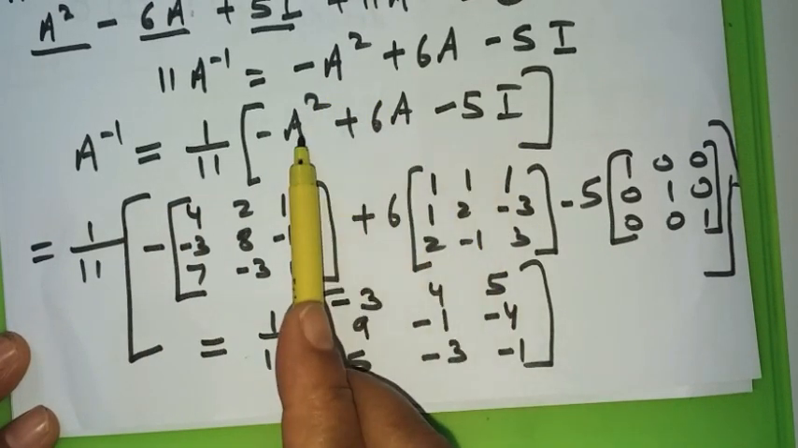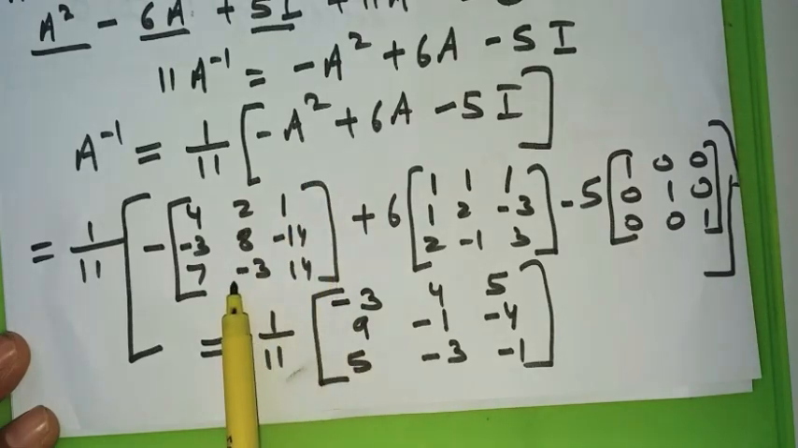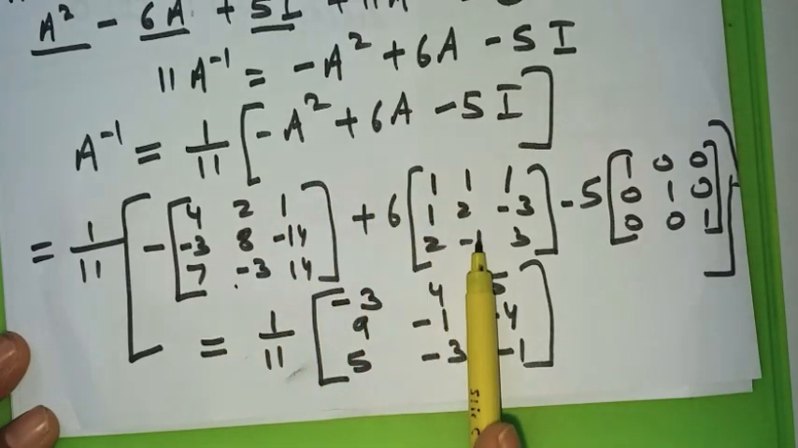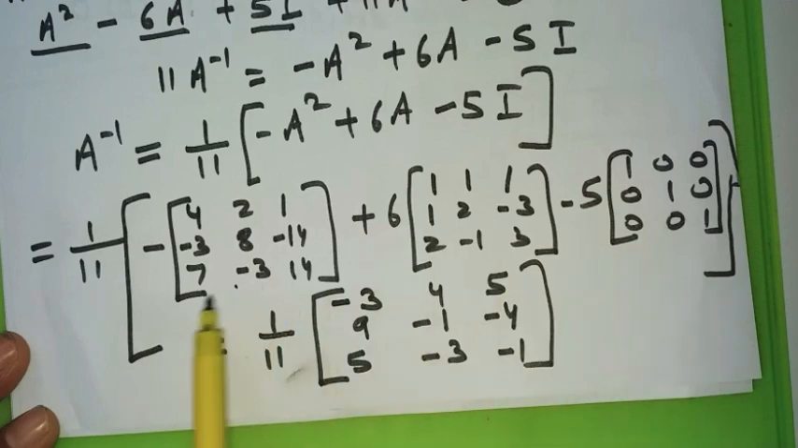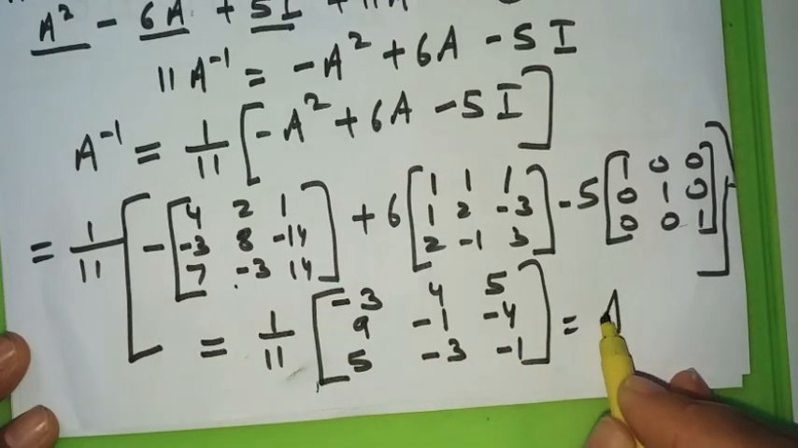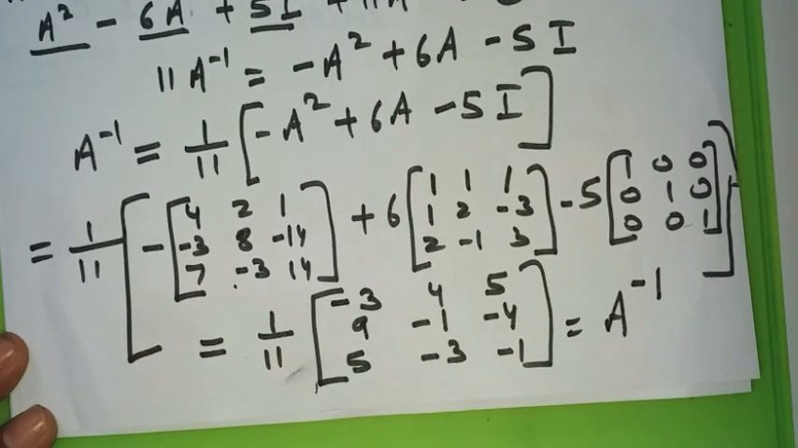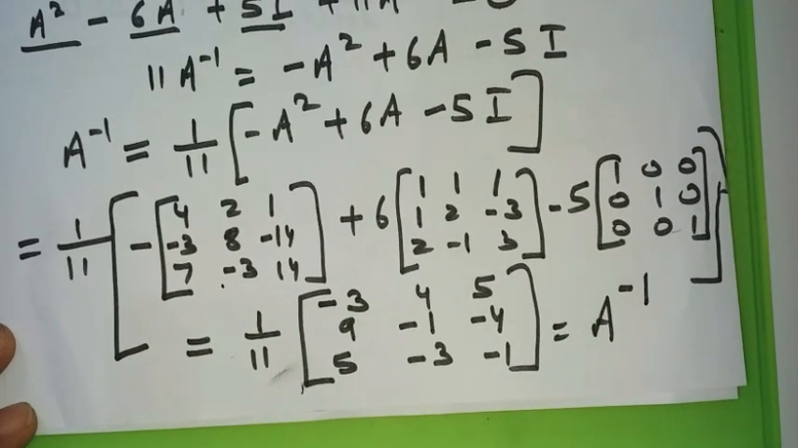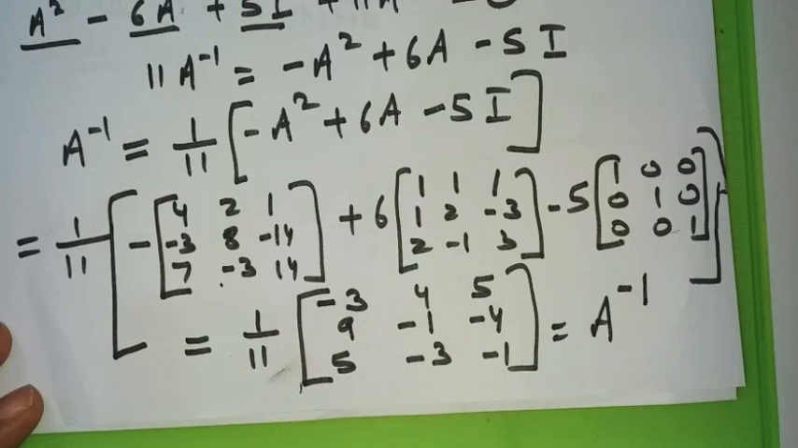Now students, we already know what is A square. So I substituted the value of A square, I substituted the value of A and I. I did all these indicated operations, and with 1 by 11, I got this matrix, and this is nothing but A inverse. So this was all about the adjoint and inverse for this class, and I will be discussing the rest of the MCQs of this exercise in the next class.